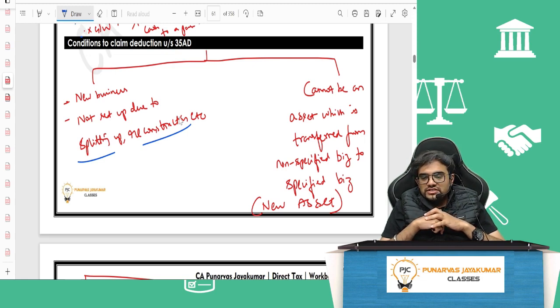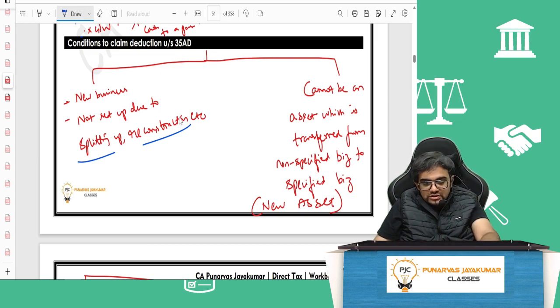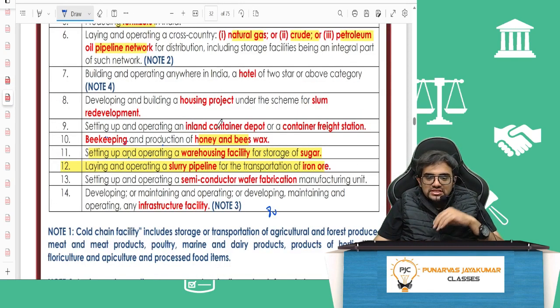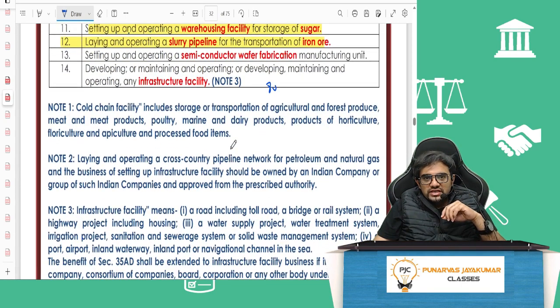It cannot be an asset which is transferred from a non-specified business to a specified business. So basically, guys, you will not get a deduction for old assets. You will only get a deduction for new assets. So what are the businesses? These are the businesses that I was talking about. For the new asset, which means you have to invest money and buy an own asset, only then you will get the deduction. Cold chain facility includes storage and transportation of agriculture and forest produce.